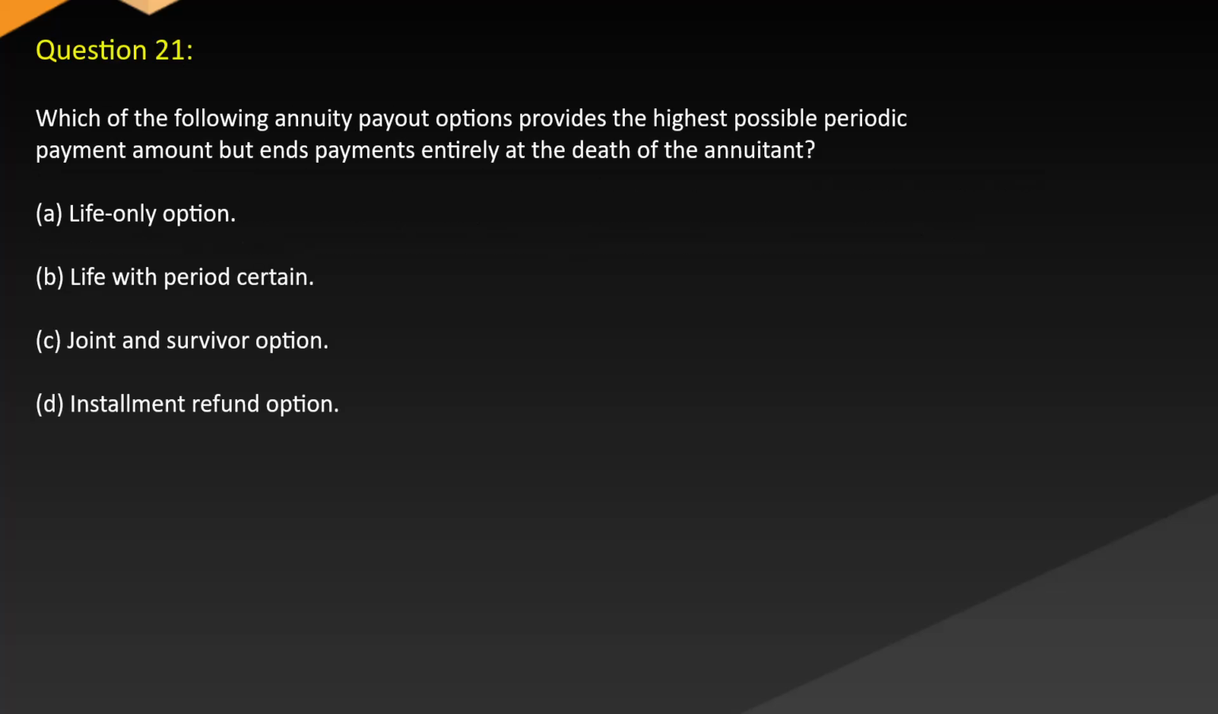Question 21. Which of the following annuity payout options provides the highest possible periodic payment amount but ends payments entirely at the death of the annuitant? A. Life-only option. B. Life with period certain. C. Joint and survivor option. D. Installment refund option.